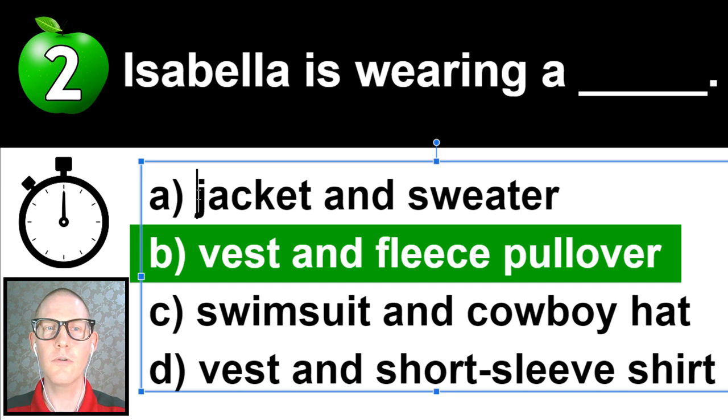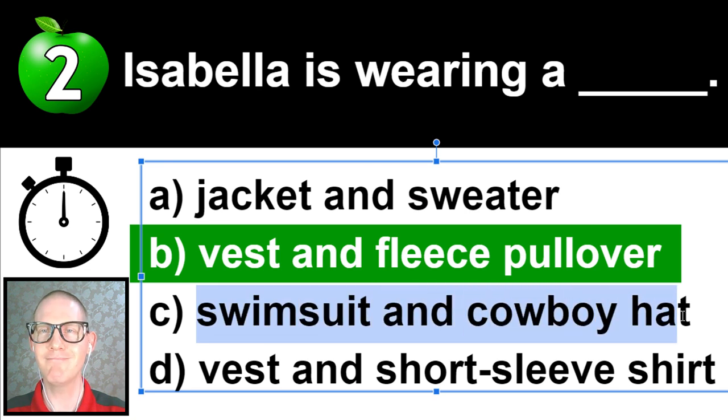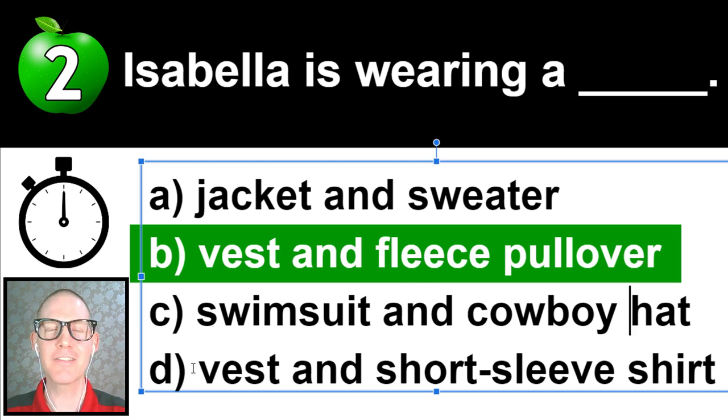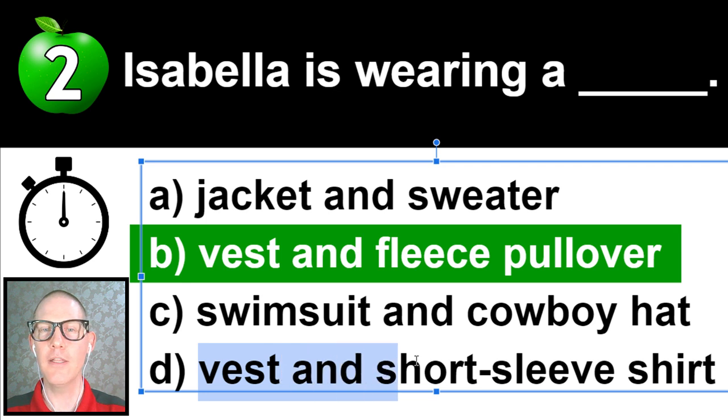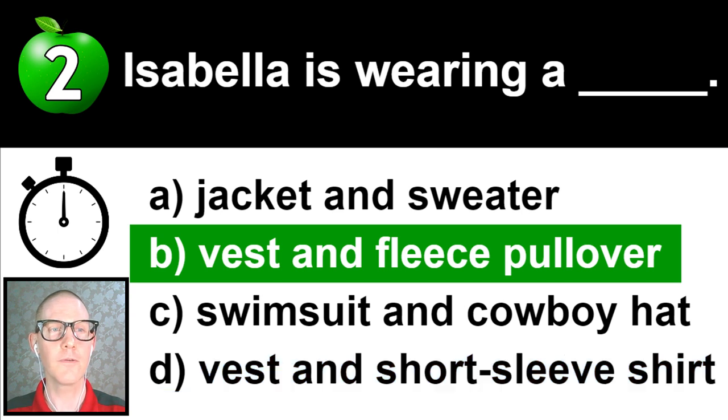All right, so a jacket and sweater, well, it's not a jacket because it's a vest, right? It doesn't have sleeves. And a sweater, no, it doesn't work. C, swimsuit and cowboy hat, not gonna work because it's obviously wrong. D, vest, ooh, starts good. Then it says short sleeve shirt. Well, no, she has a long sleeve shirt on, so that one doesn't work.